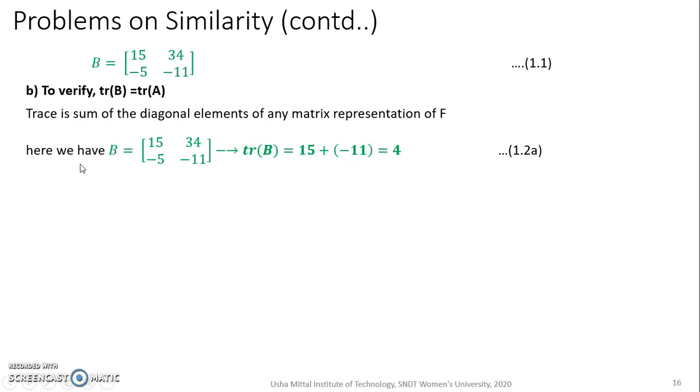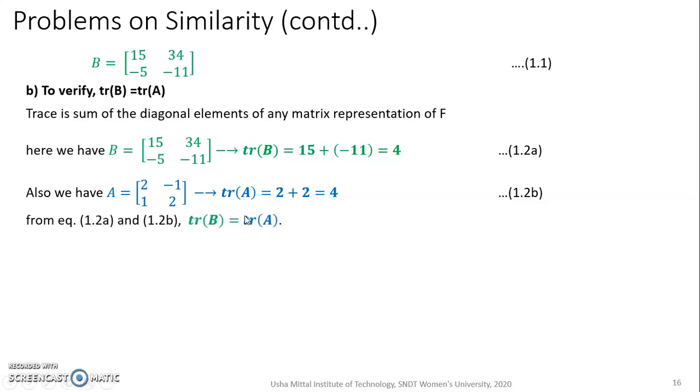So first we will find out the trace for B. So trace of B is nothing but the addition of these diagonal elements. So we will add 15 and minus 11, we will get 4. Similarly we will find out trace of A by adding the diagonal elements of it, that is 2 plus 2, so that is also 4. So from these two equations we got that trace of B is equal to trace of A.